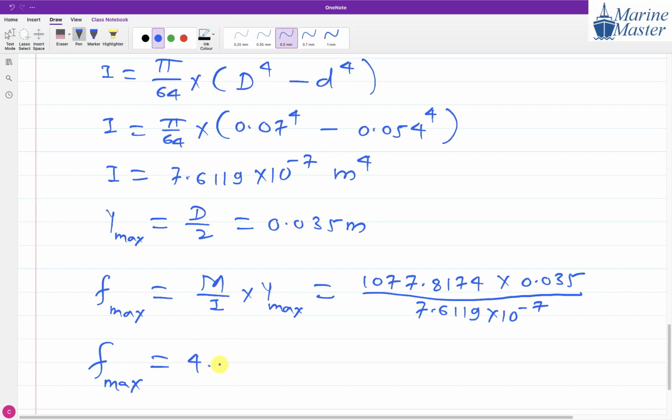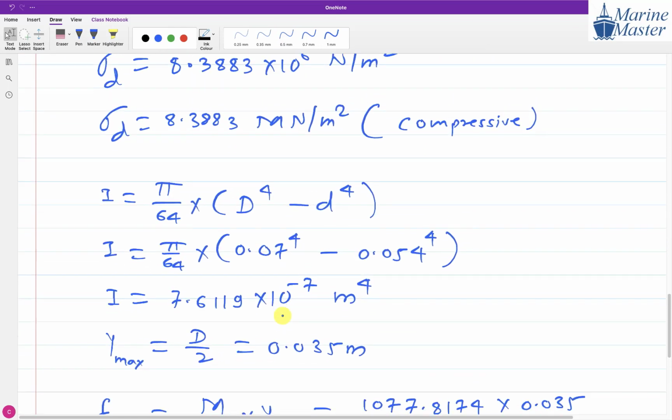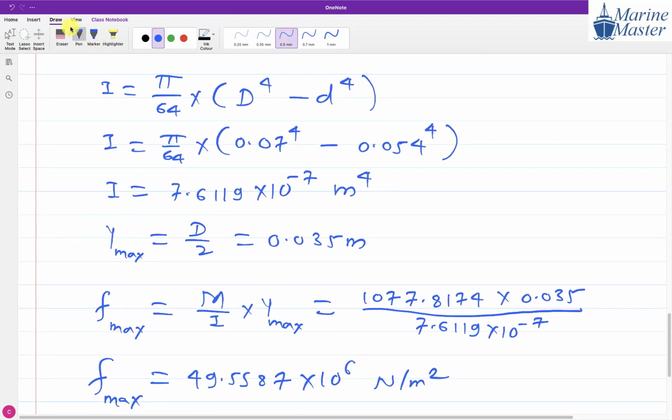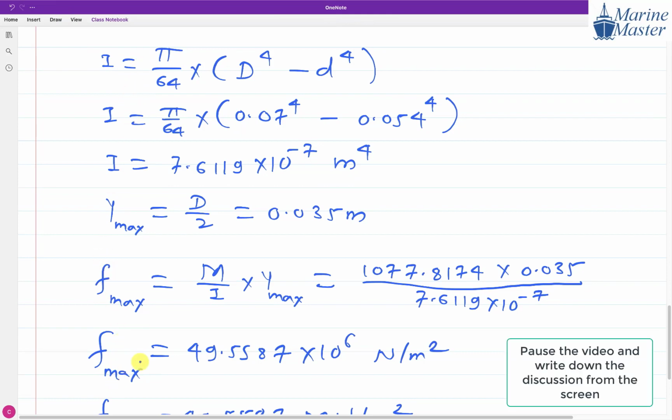49.5587 into 10 to the power of 6 Newton per meter square. So in mega Newton, 49.5587 mega Newton per meter square. So we got F max and sigma T, guys. Before going further, please everyone write down this calculation of I and F max.